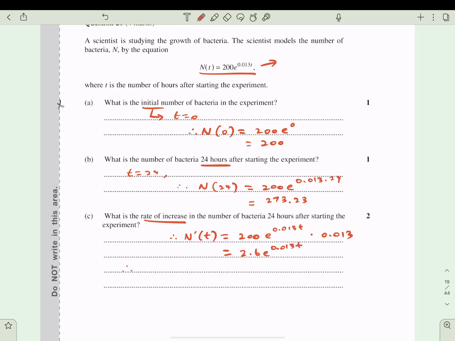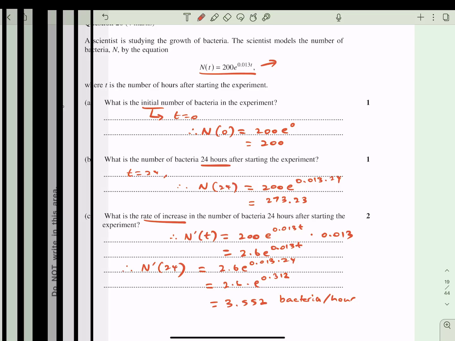And so therefore, when we sub in N'(24), because 24 hours afterwards, 2.6 e to the power of 0.013 times 24. And that's going to equal 2.6 times e to the power of 0.312, which is going to be equal to 3.552 bacteria per hour. Okay, so try to include units whenever you deal with rates of change like this.